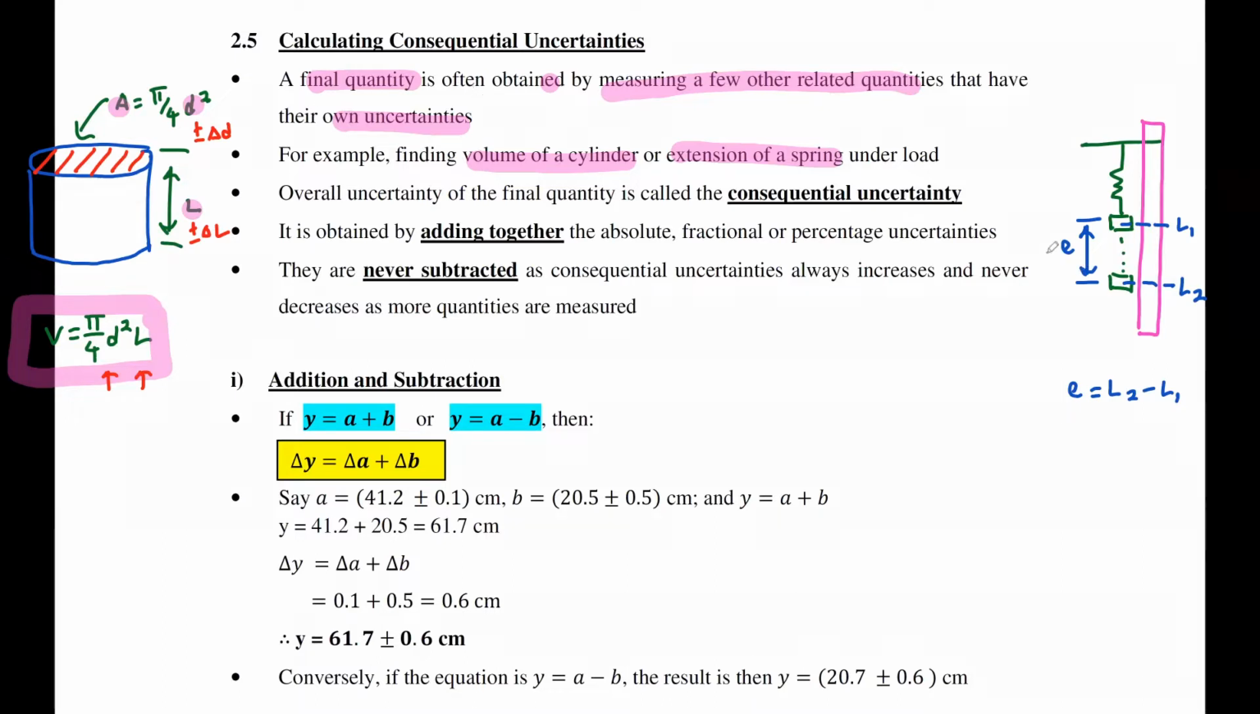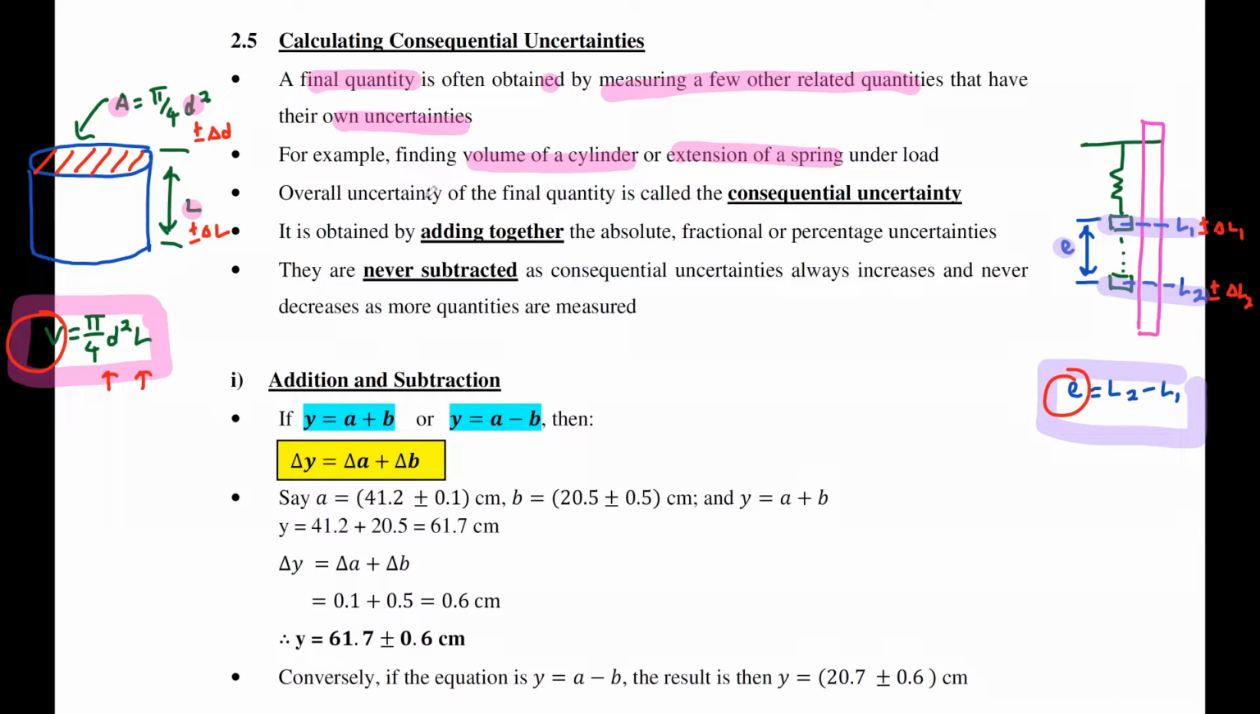Likewise, when finding the extension of a spring under a load, we would first need to determine the initial length L1 and the final length L2. The extension is the difference between the two lengths. Since the lengths were determined by reading off from a meter rule, the lengths will have an uncertainty too. L1 will have an uncertainty of plus minus delta L1, whereas L2 will have an uncertainty of plus minus delta L2. From here, you can clearly see that the final quantities of volume and extension will require some sort of initial measurements which come with their own uncertainties.